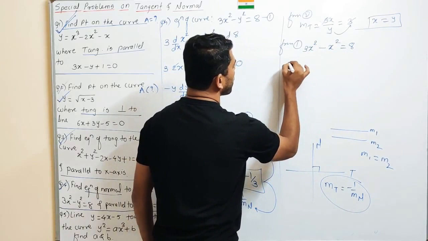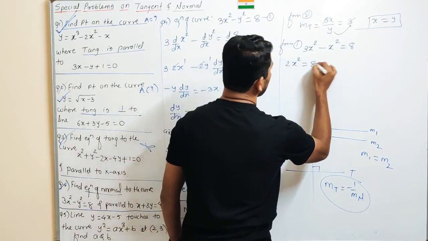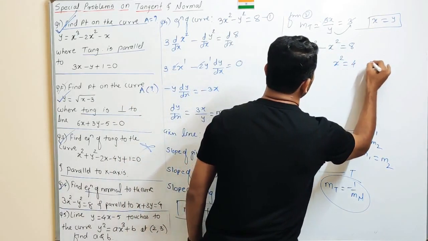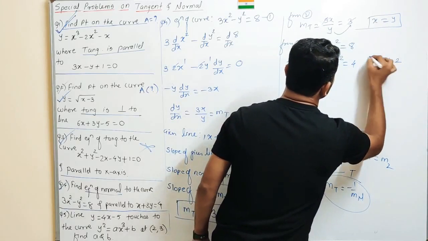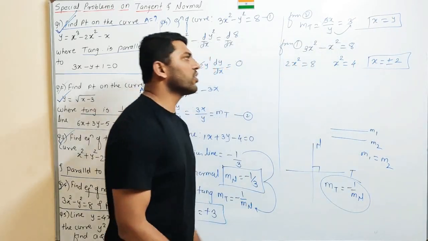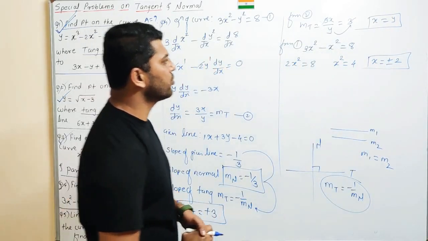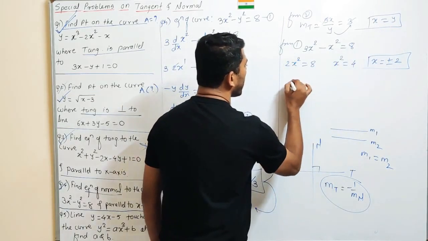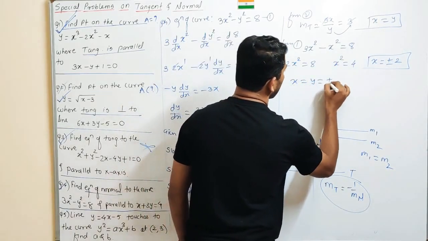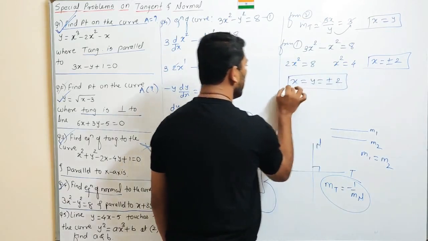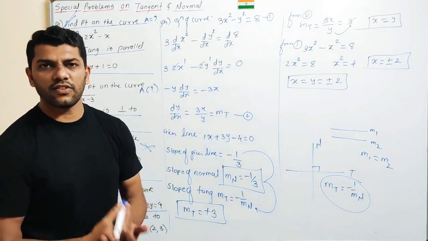3x square minus x square is 2x square, which is equal to 1 leads to x square is equal to 4, leads to x equal to plus minus 2. So here we got the two individual values of x, plus minus 2. Since x is equal to y, even we can say y is also plus minus 2. Finally we got both the values of x as well as y.